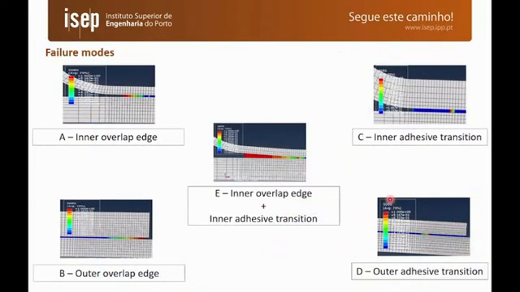Beginning with the failure modes, we had different failure modes. For example, damage initiation at the inner overlap edges, damage initiation at the outer overlap edges, failure at the transition between the 2 adhesives, the ductile and the brittle, at the inner transition. Here we have the outer transition, and here we have a combined failure at the inner overlap and also at the inner transition between adhesives.